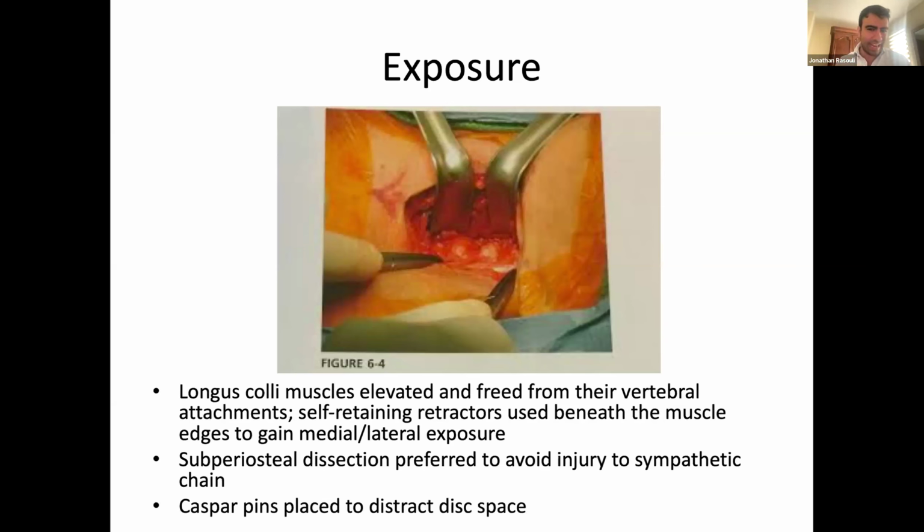I know it's been drilled. I doubt it really matters, but it's just been drilled into my head that you don't want to stick a needle in a good disc. So I use a little clamp. I put that on there. I get my X-ray. Then I put my Caspar.